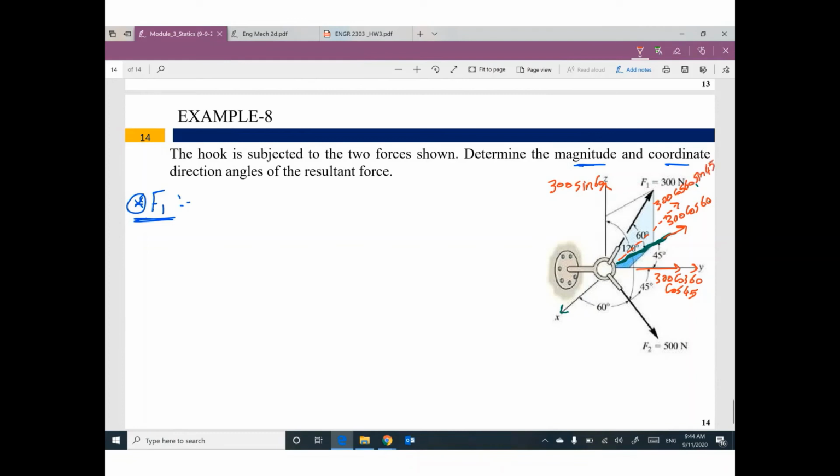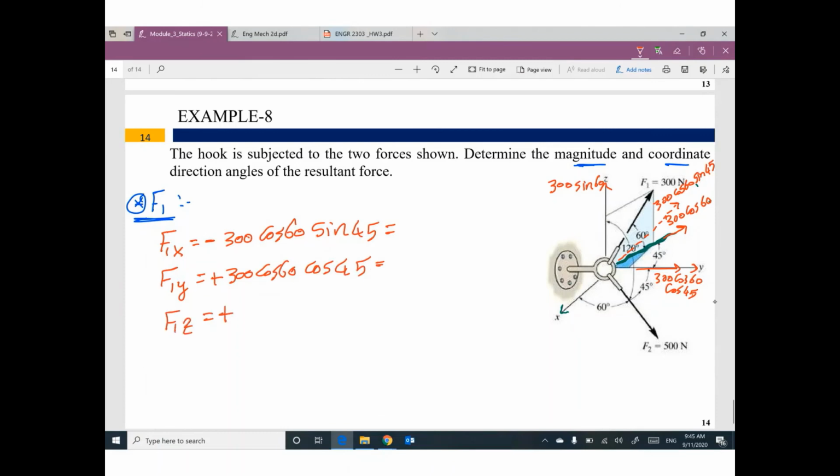So finally, for F1, x will be negative 300 cosine 60 sine 45. I can figure out the value. F1, y will be positive 300 cosine 60 cosine 45. I can figure out the value. F1z will be positive 300 sine 60.